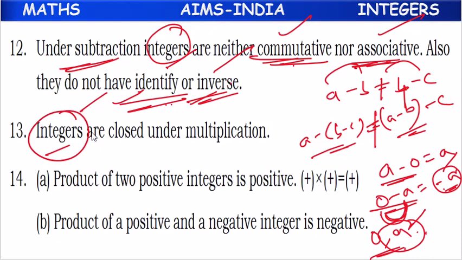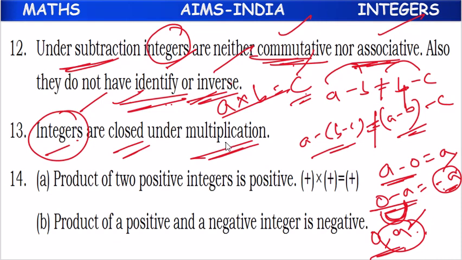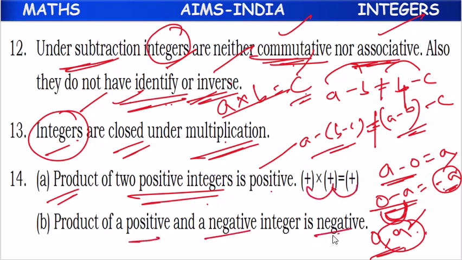But integers are closed under multiplication. It means if A is an integer and B is an integer, their product C is also an integer. They follow the closure property in multiplication. So the product of two positive integers is always positive. Plus into plus equals plus. Positive into negative is negative, which means plus into minus equals minus.